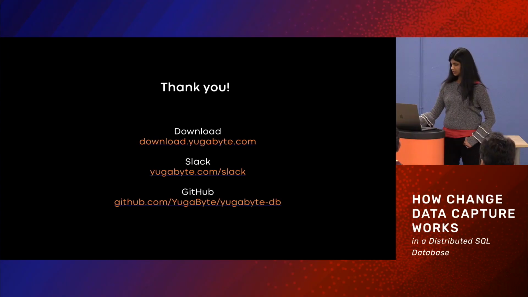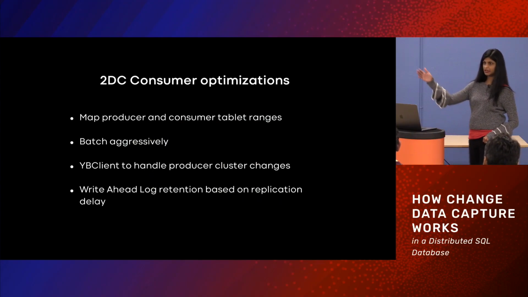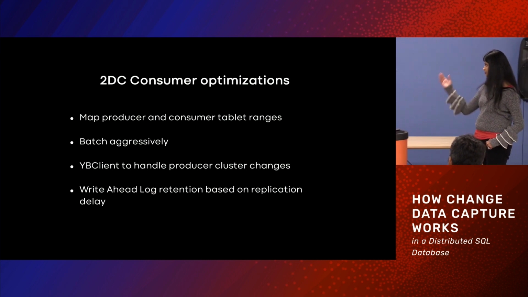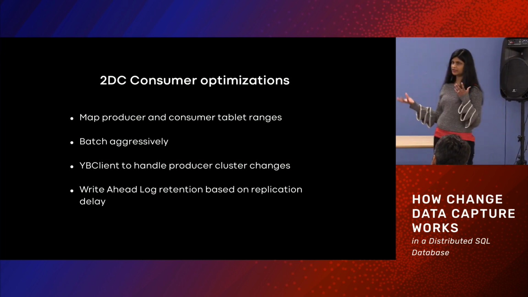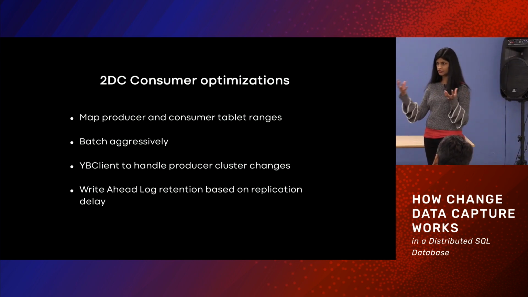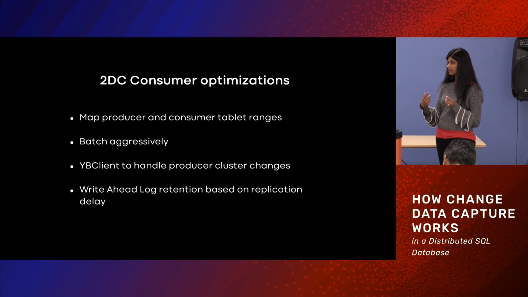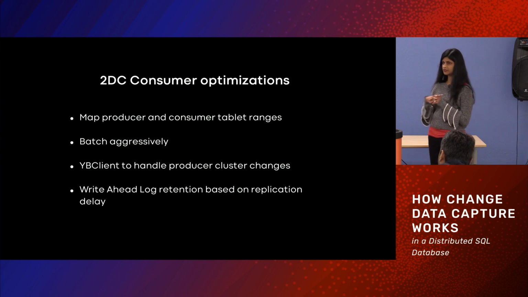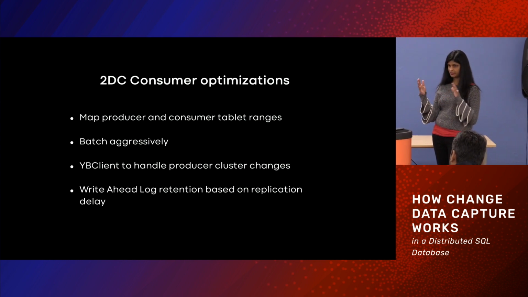Okay, so this is an overview of all the different 2DC consumer optimizations that we had to do. One was mapping the tablets, so you eliminate that one hop. The other was batching aggressively. The third was using an intelligent client, so any producer changes don't impact the consumer. And finally, more intelligent log retention.